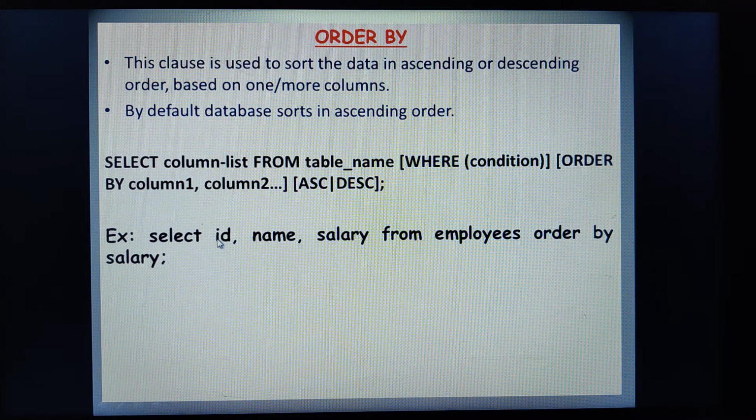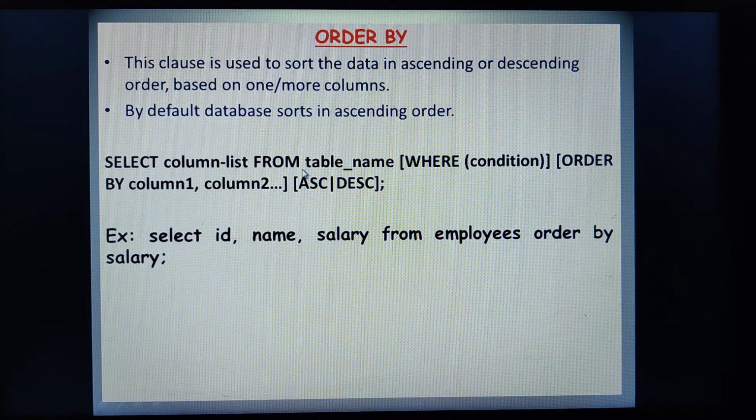Here is an example. Select ID, name, salary from employees, order by salary. Here I haven't mentioned whether it should be ascending or descending. Therefore, the table would be sorted based upon the salary column in ascending order.